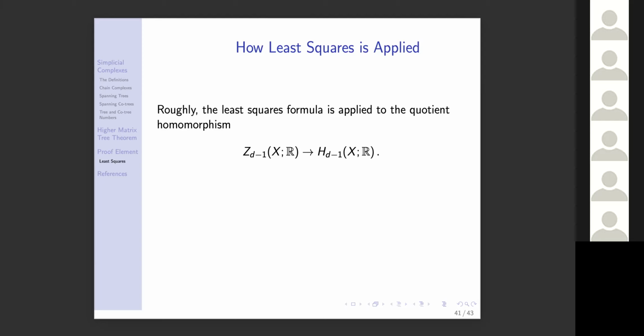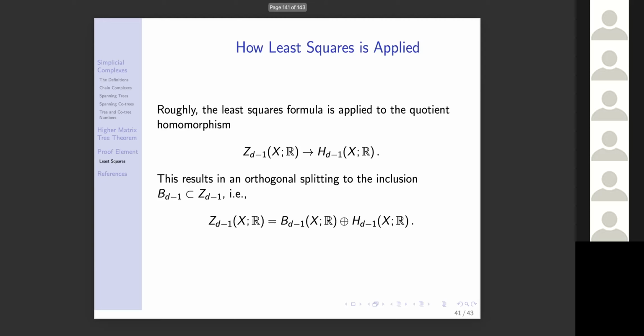And so least squares can be used, if you think about it, to actually split this homomorphism, and it'll give you an orthogonal splitting to the inclusion. So you're writing the d minus 1 cycles as the d minus 1 boundaries orthogonal direct sum with the d minus 1 homology. And that's sort of how it's used in the matrix-tree theorem.